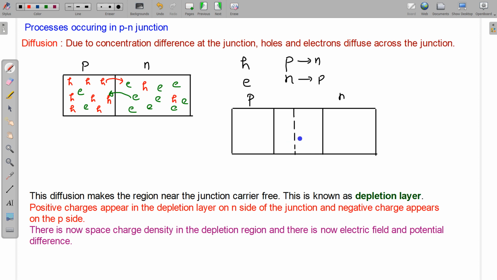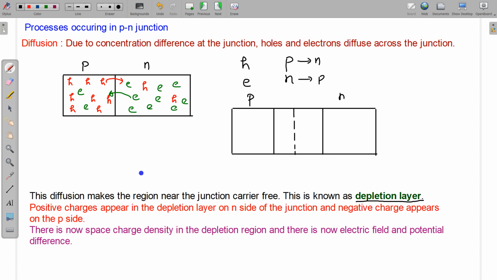Recombination will go on. And since this region is now charge carrier free, there is almost no electron hole pair in this region. This region is now known as the depletion layer or depletion region. So diffusion makes the region near the junction carrier free. There is no electron hole pair in this region. This is known as the depletion region or depletion layer.